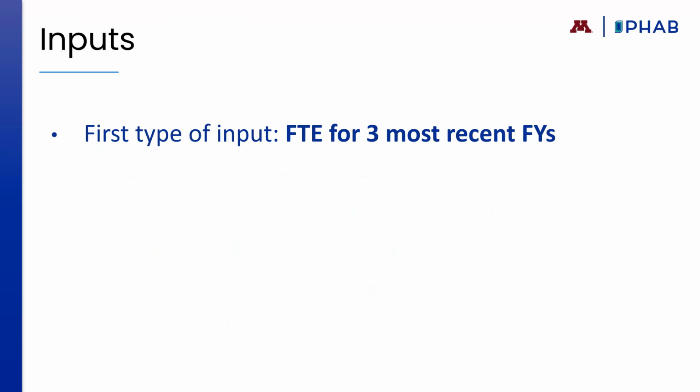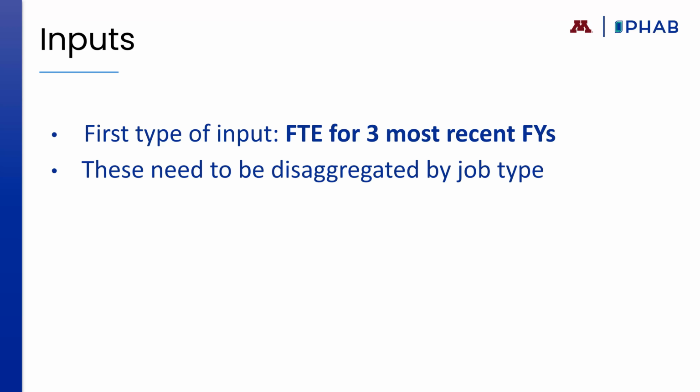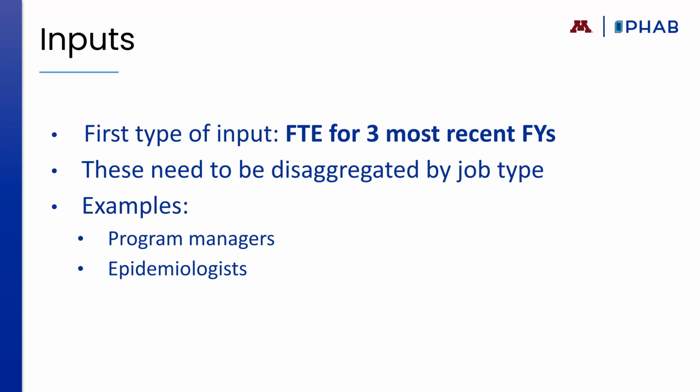In order to calculate these parameters, you will need to have several collections of data ready to input into the tab. The first is FTE for the 3 most recent fiscal years, broken down into individual components, that is, by job type. Examples of job types may include program managers, epidemiologists, lab workers, and registered nurses. Every agency is unique, and some may not employ people in all categories. The complete list of these job types can be found in the Background tab.